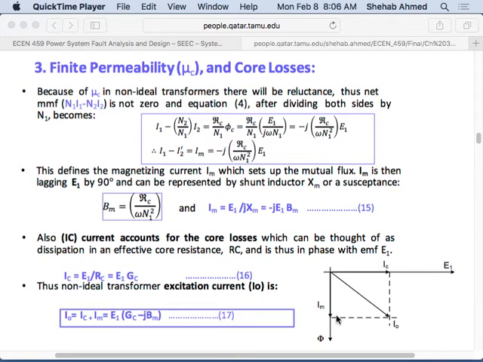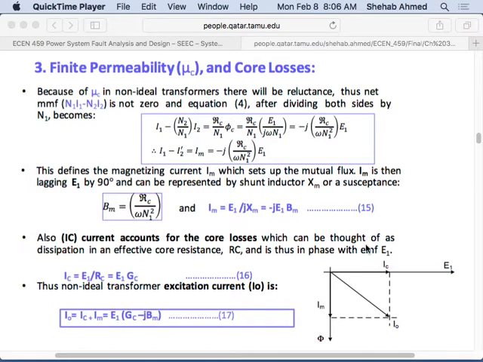Because we have flux being set up in the core, we have eddy currents and hysteresis losses, which are real power losses. These we represent as a resistance because we take this value of component current, the excitation current, and divide it up into two components that are 90 degrees from each other. One is in phase with the flux, and this is what produces the flux. One is in phase with the voltage, and this is a resistive loss that accounts for the additional real power losses in the transformer core.